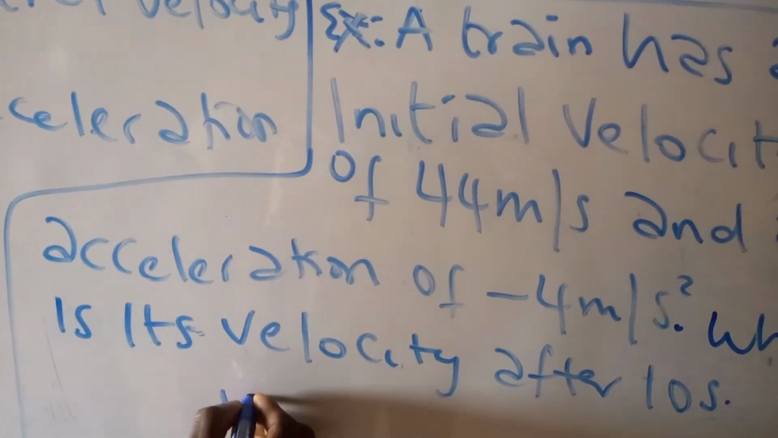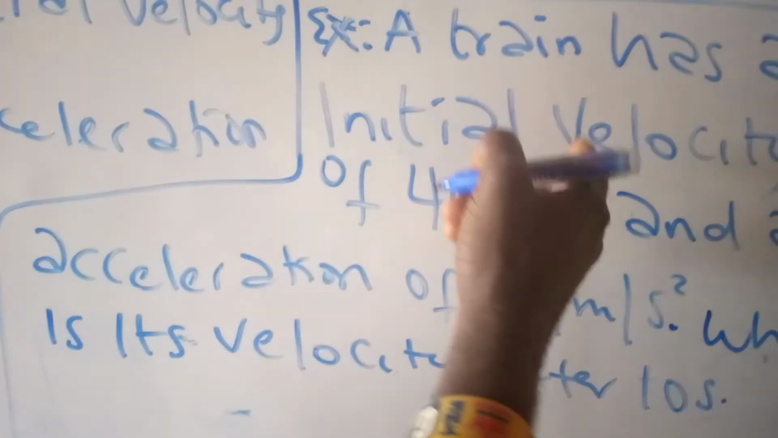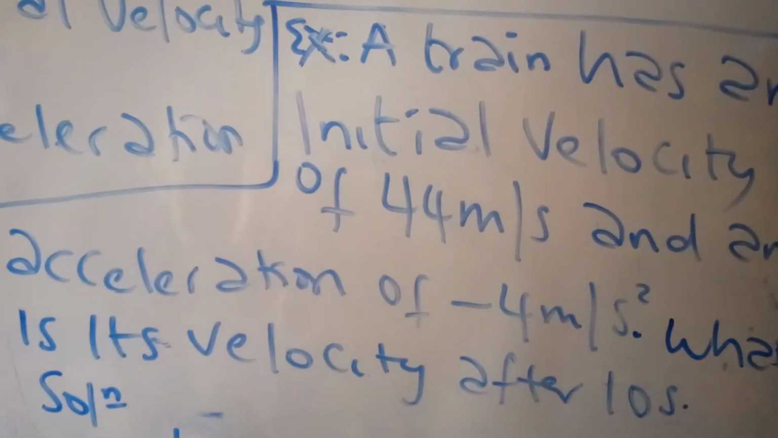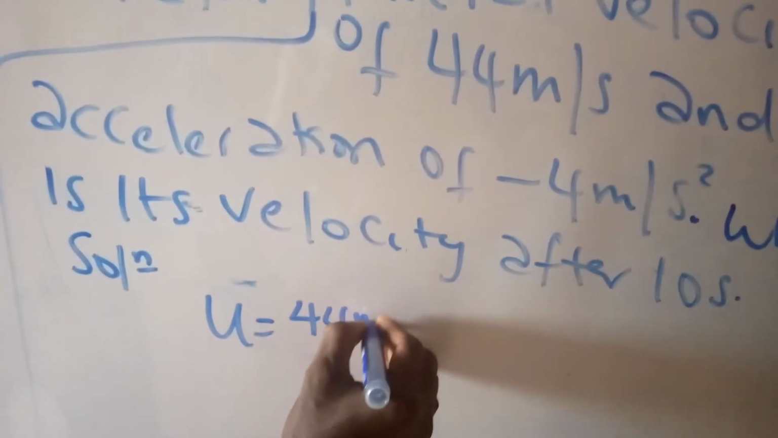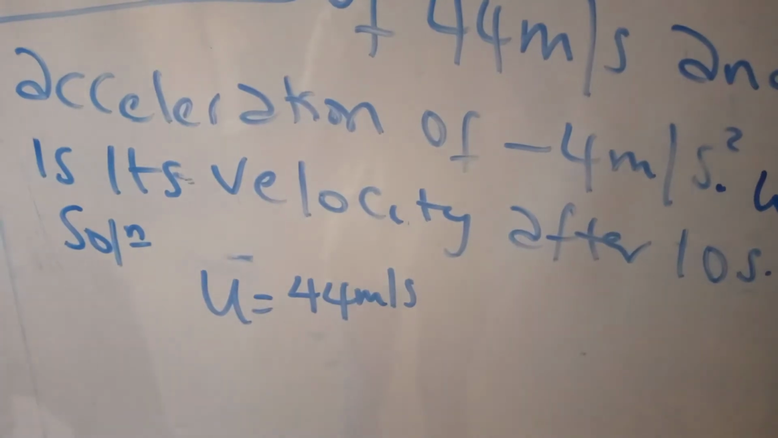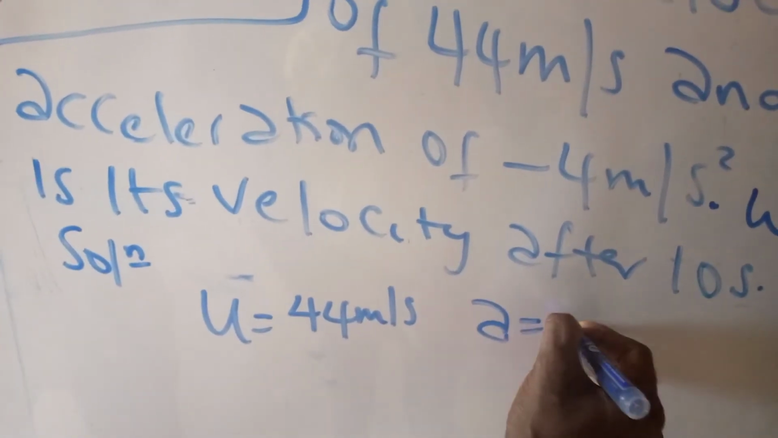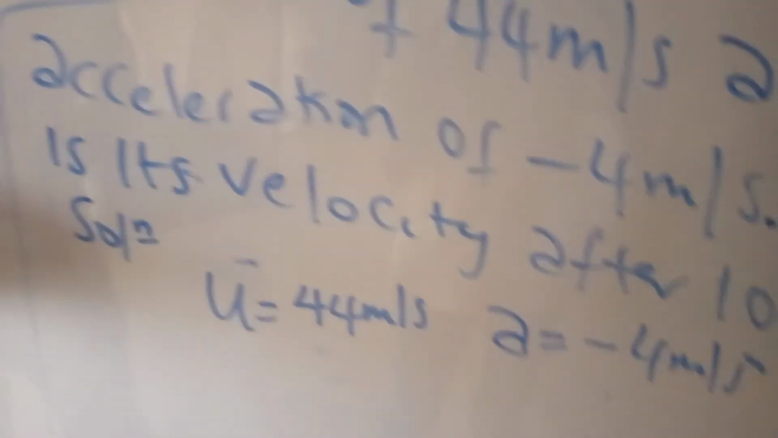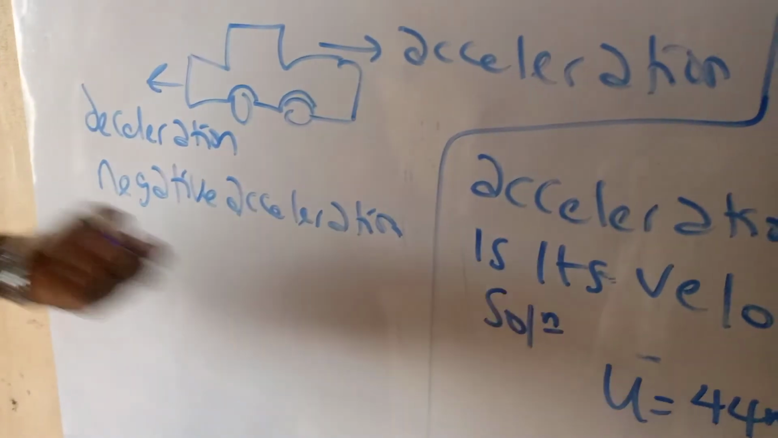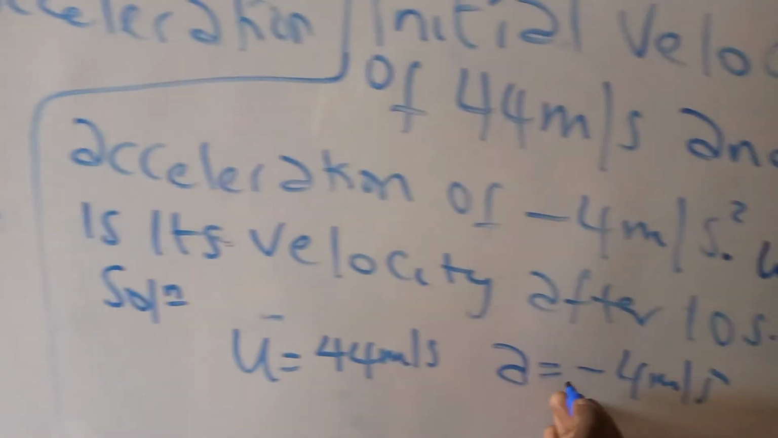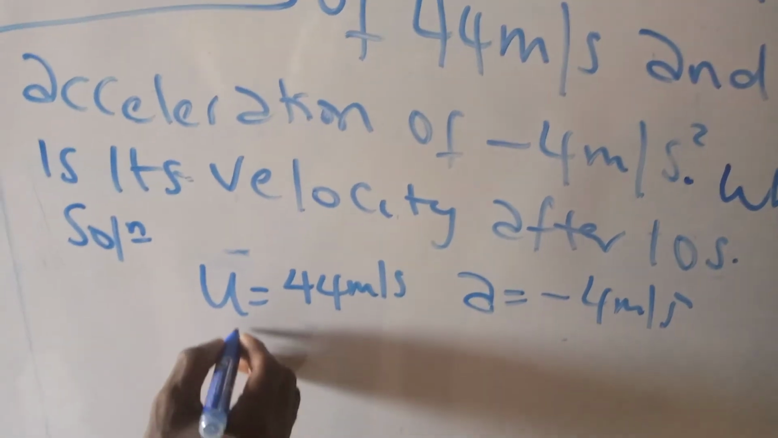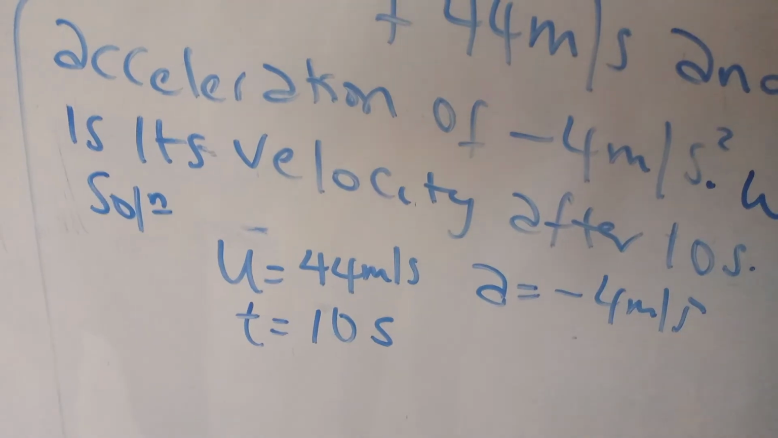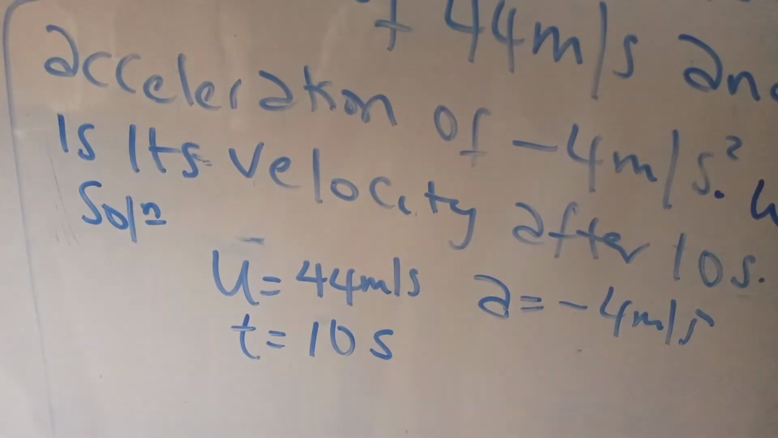So the first thing is to get your parameters. What parameters are you given? Solution: initial velocity is 44 meters per second. Acceleration is minus 4 meters per second squared. I told you negative acceleration means deceleration, so we have the deceleration here. And what else do we have? We have time, which is 10 seconds. Now it's easy for us to calculate the velocity.